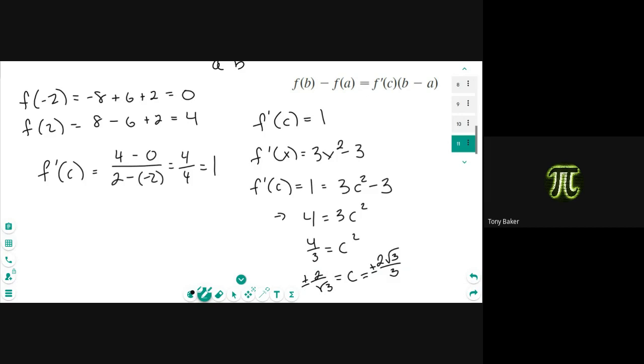I brought the 3 over. No, I'm not plugging in. C isn't 1. The answer is 1. Yes. And then you're solving for C, because you're plugging in C basically and solving.